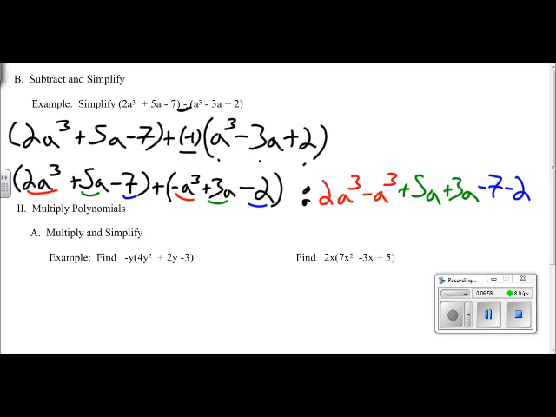We're not finished at this point because we still need to combine our like terms and simplify down. So 2a cubed minus 1a cubed would leave us with just 1a cubed, or we can just say a cubed. Our 5a and our 3a add together to become 8a. And our negative 7 minus 2 subtract to become negative 9. So in the end, our simplified answer is going to be a cubed plus 8a minus 9.